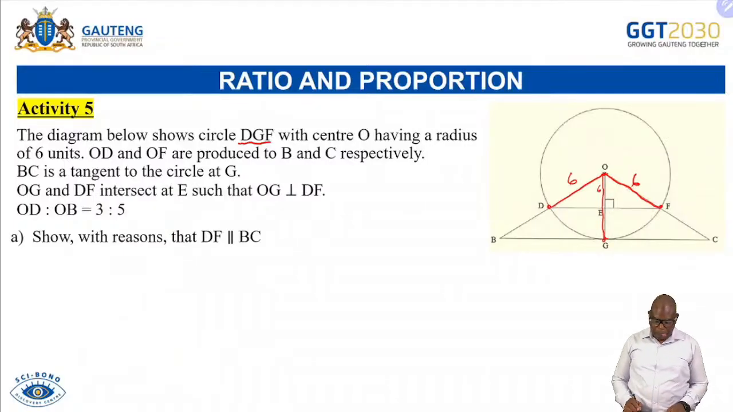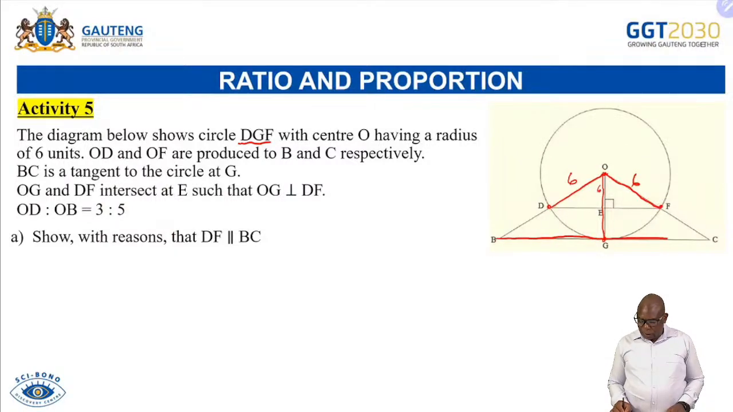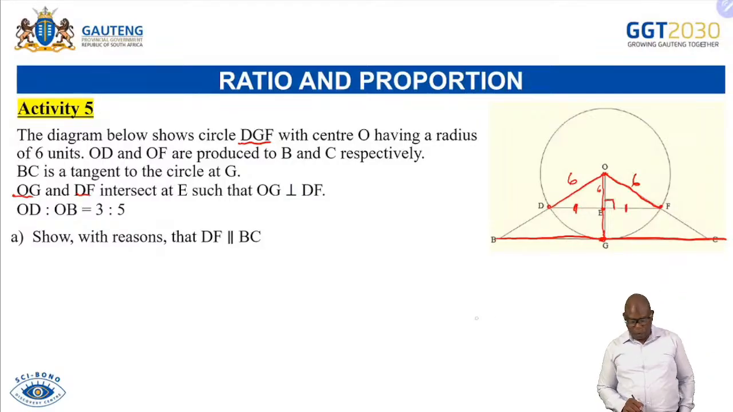Now, they say BGC is a tangent, so in other words, it's touching that circle at only one point. OG and DF intersect at E, right? Such that OG is perpendicular, so that angle is 90. What do I know about this theorem? This is theorem number 1 in grade 11. This line here will be equal to that line here. All right? No problem with that.